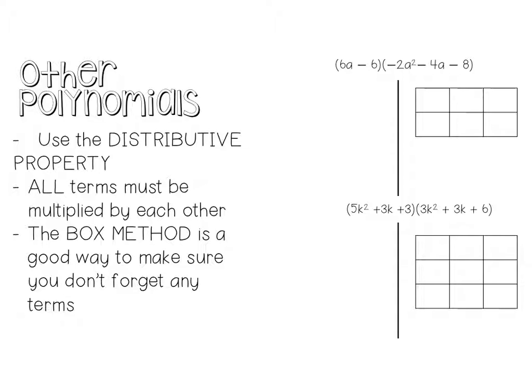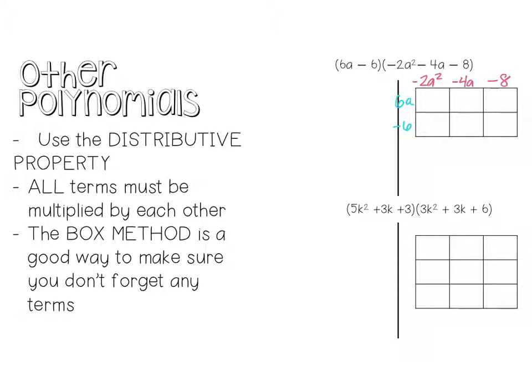The next thing we're going to look at is multiplying polynomials other than binomials. We're going to use the distributive property to make sure that all terms are multiplied by each other. And for this one, I would use the box method. It's a good way to make sure you don't forget any terms. So looking at the first one, that's a 2 by 3. So on top, I'll have negative 2a squared, negative 4a, and negative 8. And on the side, I'll have 6a and negative 6. And I'm going to go through and multiply each of those.